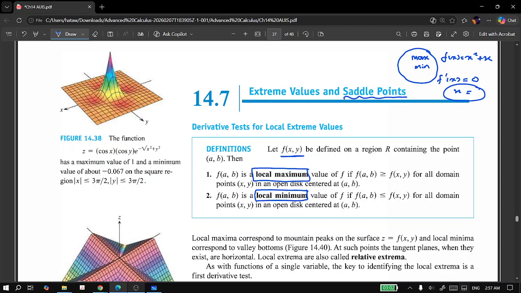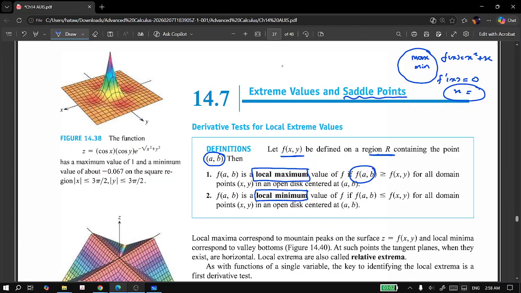So what is local maximum? Of course, the definitions are mostly the same as what you have studied in Calculus 1. We say, as the definition of local extreme values, we have got the function f of xy, which is defined on a region and containing the point a and b. So a and b is in the domain of the function f of xy. F of ab, so when we put that ab into the function f of xy, this value of the function will be called a local maximum if this value of f is greater than or equal to every other value in the domain of the function.